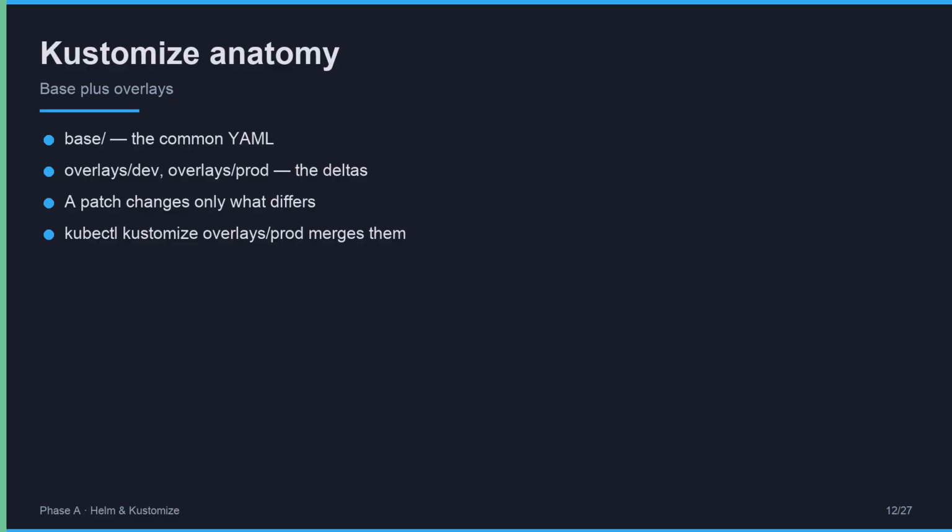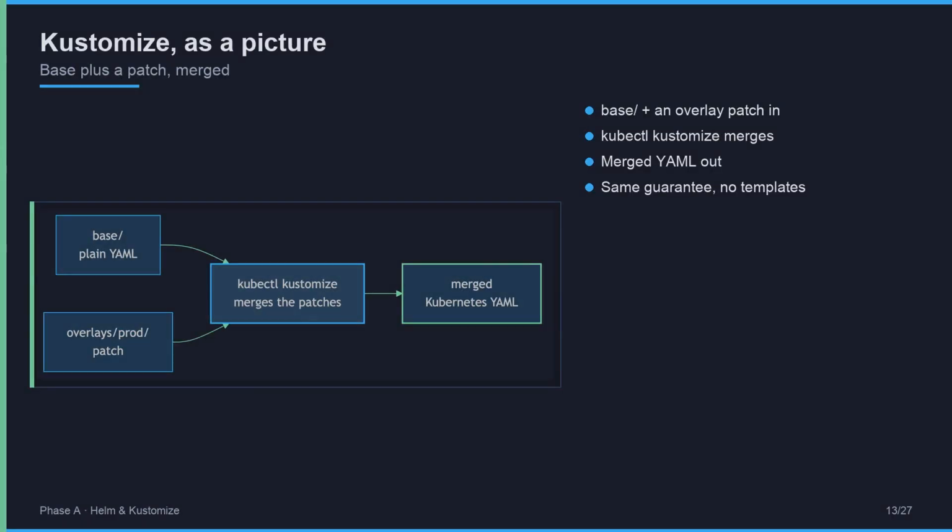The base stays untouched, and here is Kustomize as a picture. 2 things go in, the base, and 1 overlay patch. Kustomize layers the patch on top of the base, merges them, and one thing comes out, the same finished YAML. The promise is identical to Helm's. The difference is purely how you express the change. Helm fills holes, Kustomize patches objects.